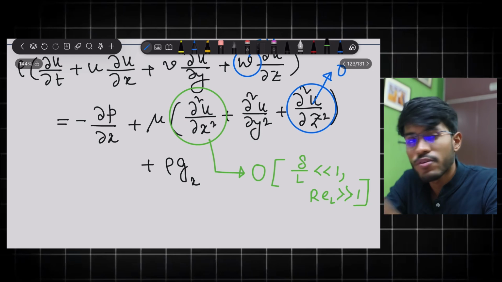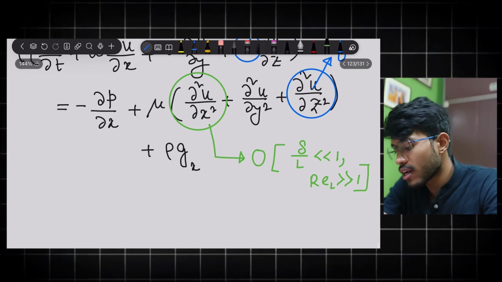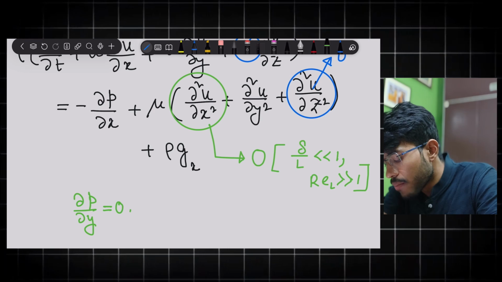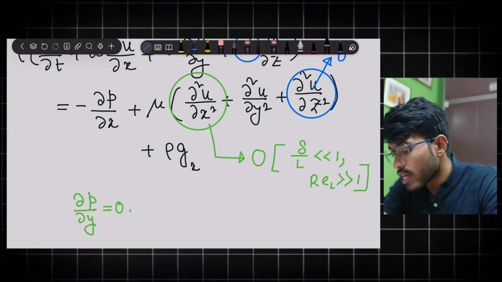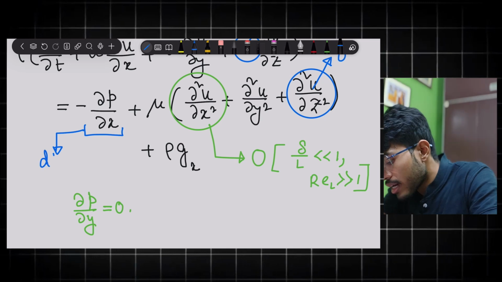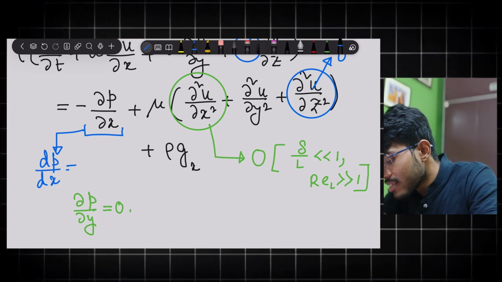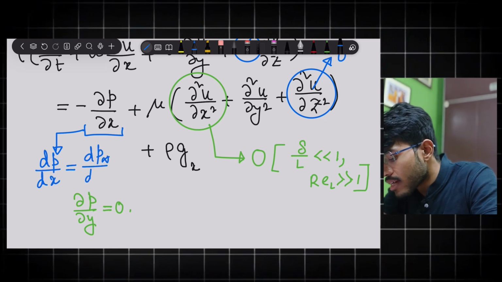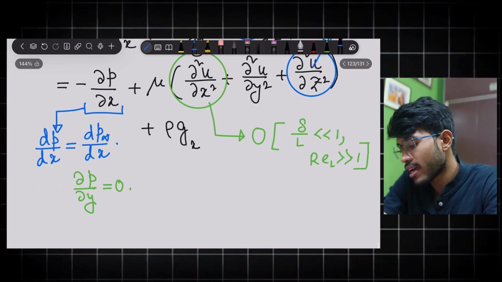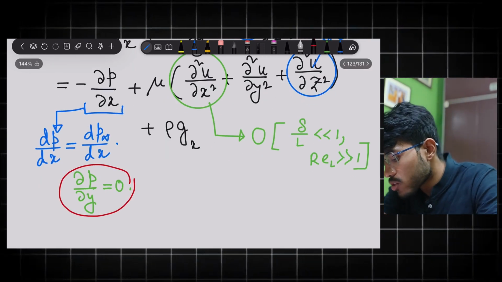And finally, if you write the y momentum equation, then you will see that the y momentum equation will be del p del y is equal to 0. So if del p del y is equal to 0, then this becomes dp dx, and this is actually dp infinity dx, that is the variation of outside pressure, that is the free stream pressure. Okay, and this is happening because of this thing.